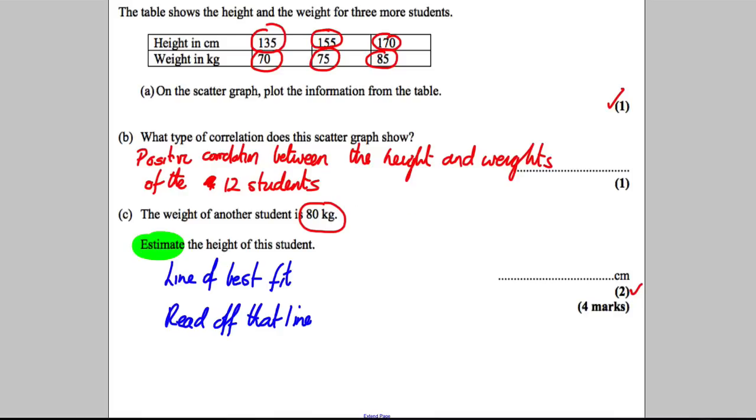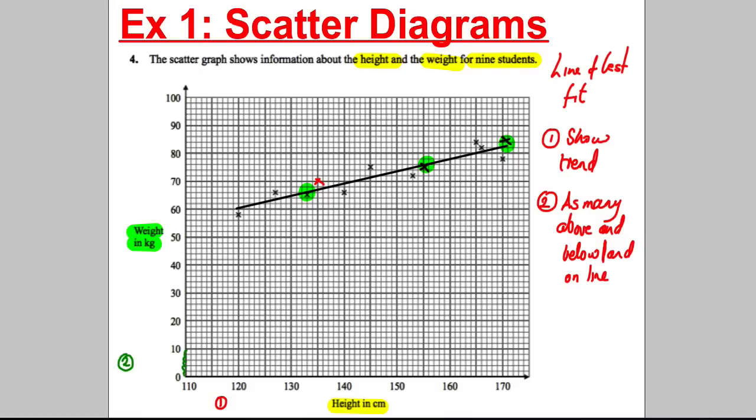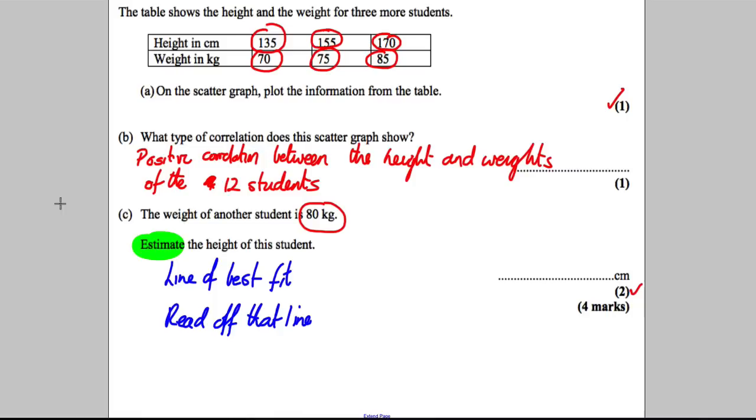So 80 kilograms, so you want to go to 80 kilograms, and you must draw these lines. Find 80 kilograms. You're not allowed to just read off it without drawing a line. 80 kilograms there, and that marks it just about here, and you read down here, and it's about 164 centimeters. So you would write down there 164 centimetres is your approximate height. So that's a great question because it showed us all 4 things coming up. Remember, when you see estimate, you must draw your line of best fit first and read off it.